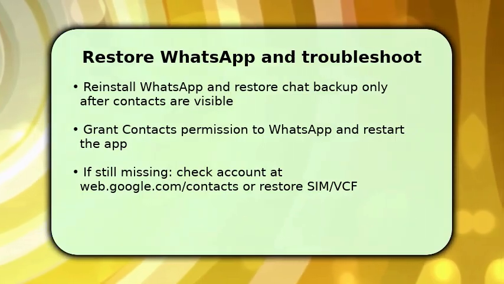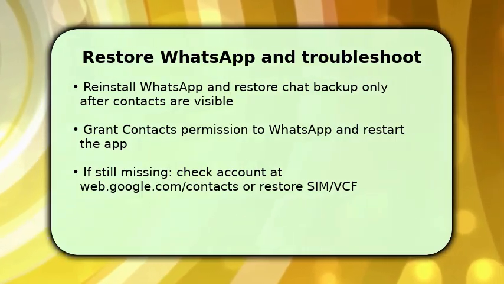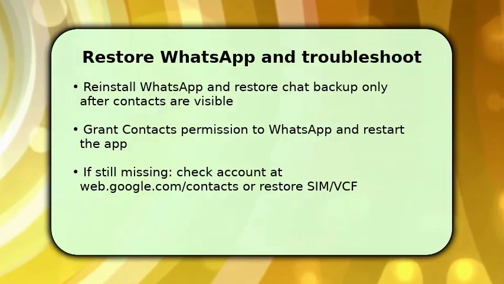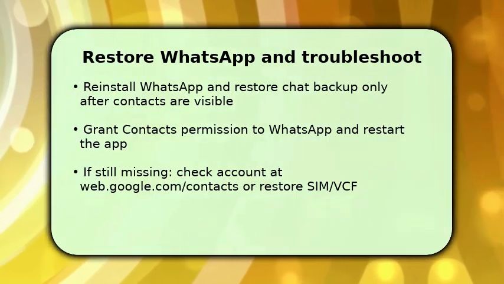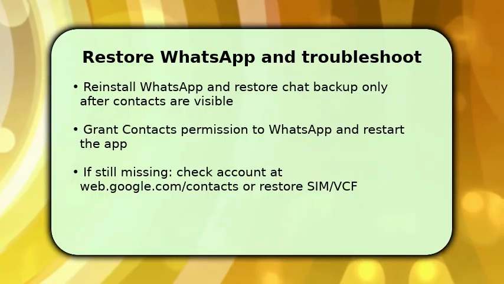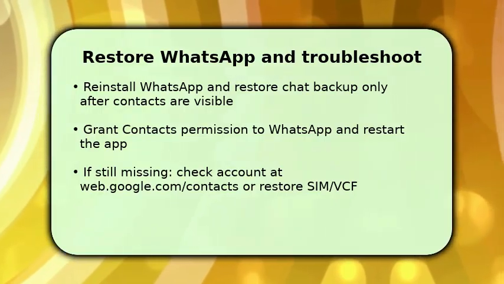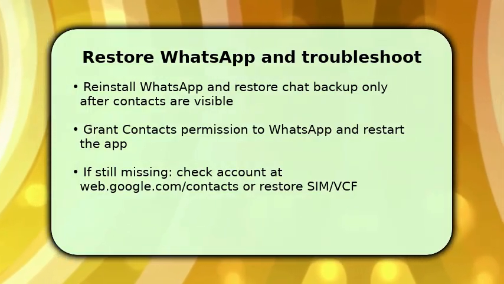Make sure WhatsApp has contacts permission, then restart the app so it reads the refreshed phone book. If names still don't appear, reinstall WhatsApp and restore from backup. This pulls chats but relies on local contacts for names.